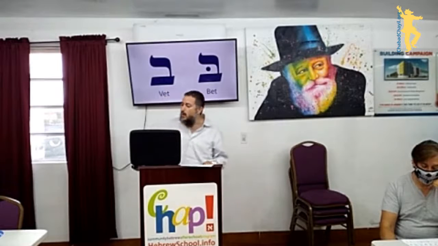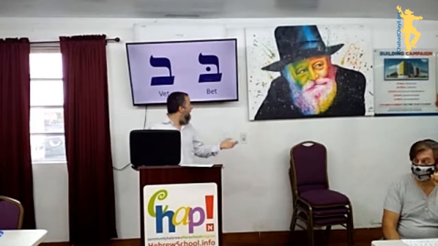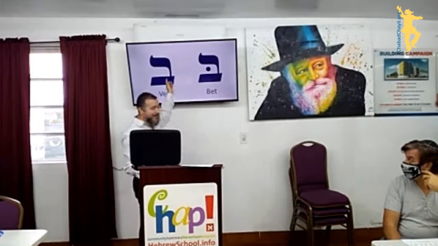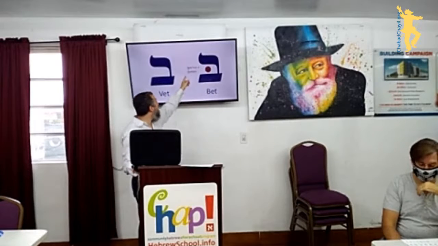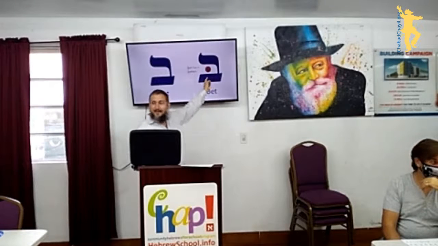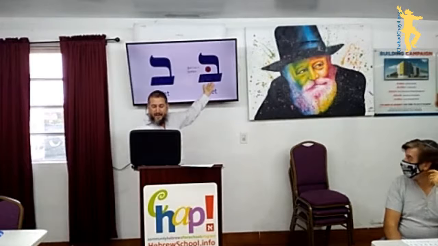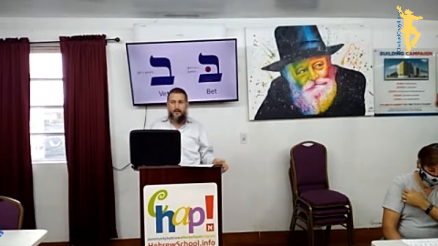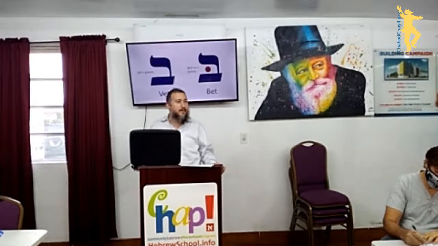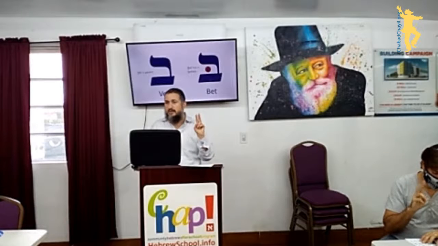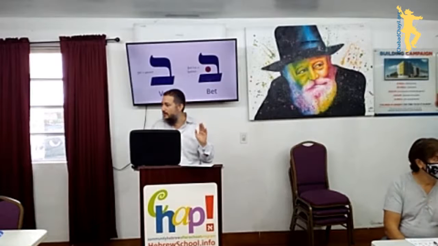Now, what's the difference between the Bet and the Vet? The Bet has a dot in the middle, a button. The Bet has a button, and the Vet is vacant. Void. How much is the numerical value of Vet? Also 2. Same 2. Same house.